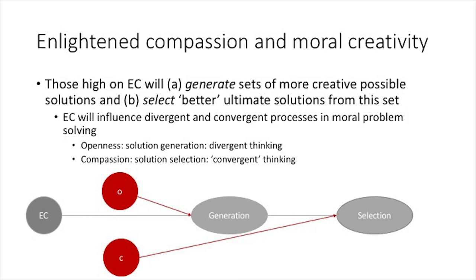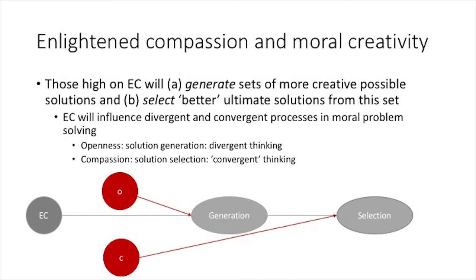So what we're expecting is that enlightened compassion, those high in enlightened compassion, in the context of moral problem solving, will be better at generating sets of creative possible solutions, and also from those generated sets, be better able to select good or better or correct ultimate solutions from the set. So we're suggesting that enlightened compassion will influence solution generation and solution selection.